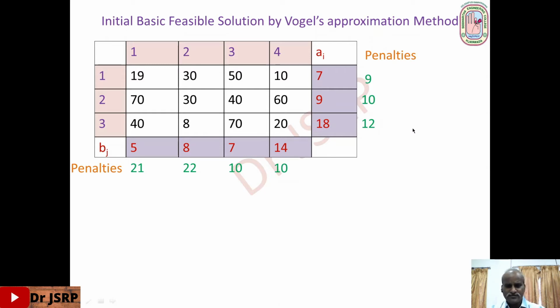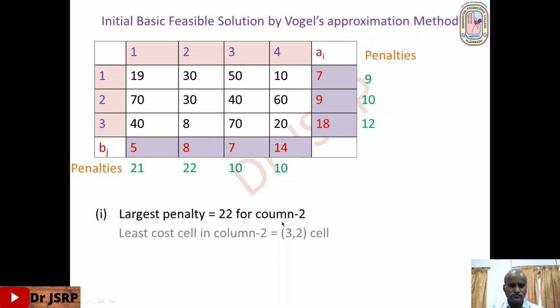Okay. Then we identify the largest penalty. Among these penalties, identify the largest penalty. So the largest penalty is 22. This is for column 2. So in column 2, identify the least cost cell. The least cost cell is this one, that is the 32 cell. So the least cost cell in column 2 is the 32 cell. This 32 cell is the starting point in this method. That means from the third origin to the second destination.